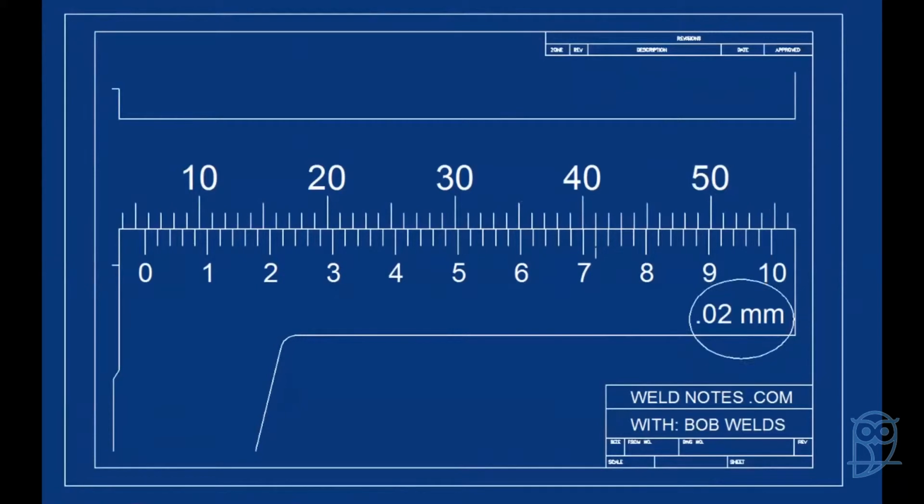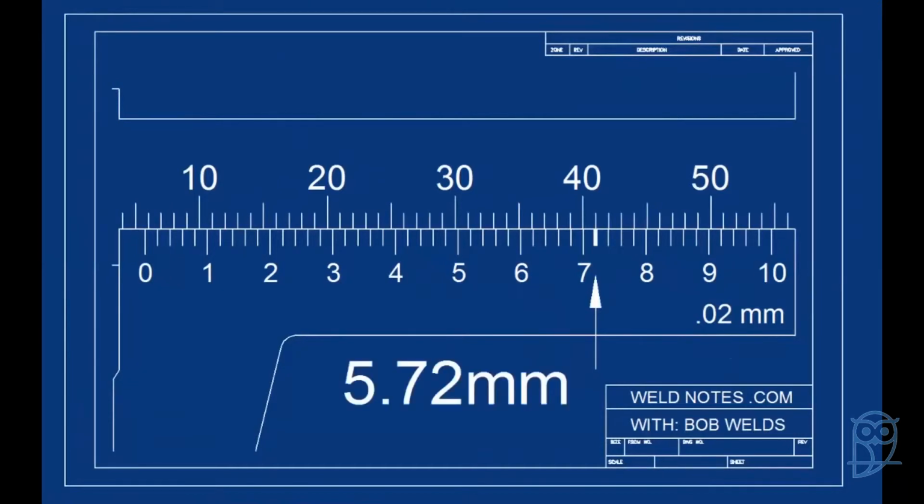Let's count up on the vernier scale to be sure we've got it. This 6 would be 0.60, the next mark 0.62, then 0.64, 0.66, 0.68, 0.70, then 0.72. The reading is 5.72 millimeters. Pretty neat, huh?